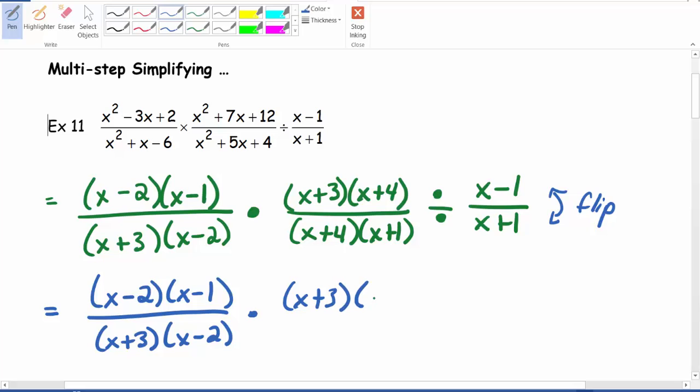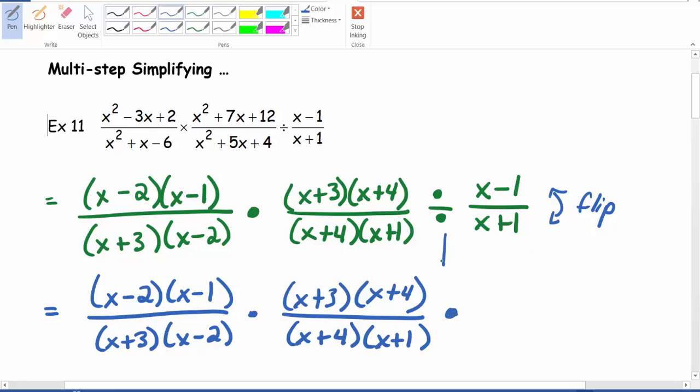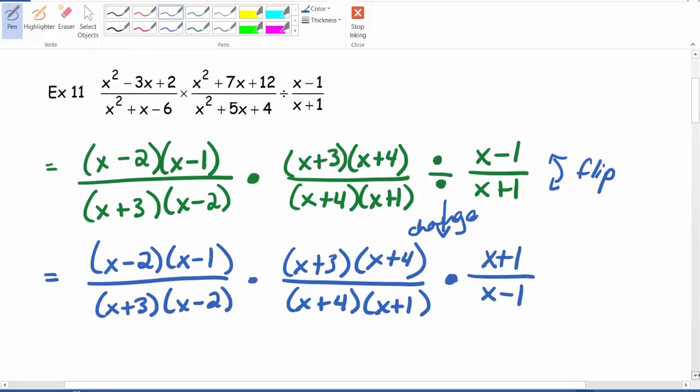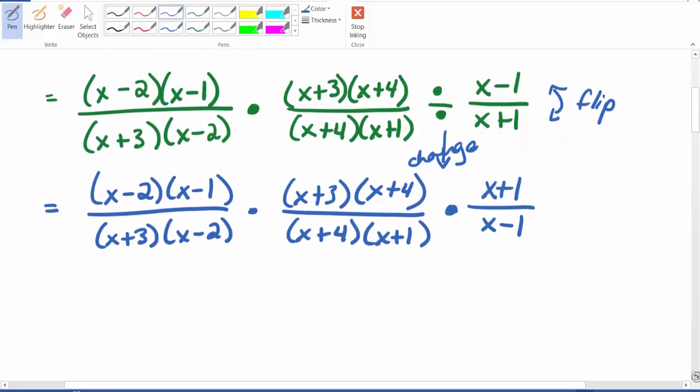We'll do the canceling all at one time so that there's no mistakes when we flip. And we're also going to go ahead and change that division to a multiplication. So when we do our flip, we change that sign to a multiplication. X plus 1 is on top, the x minus 1 is on the bottom. And now we are in a position to go ahead and do our canceling.